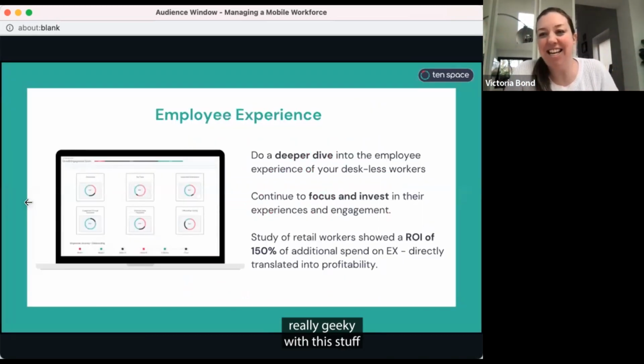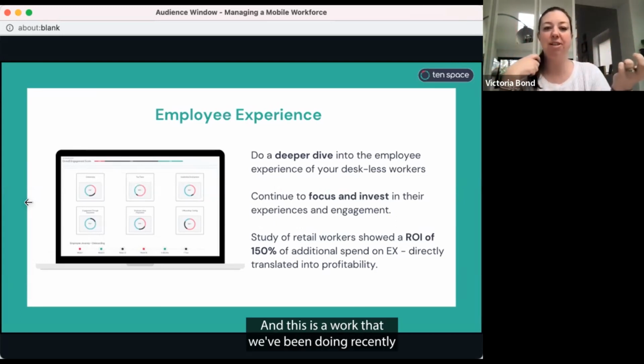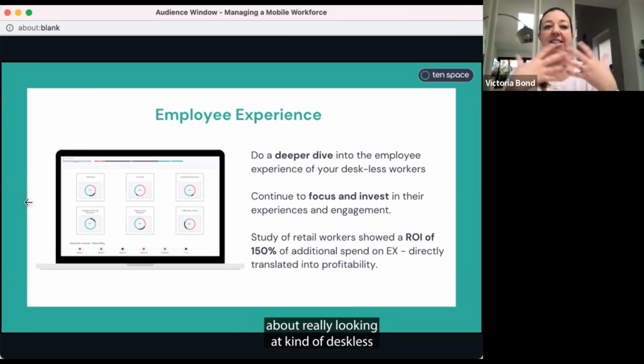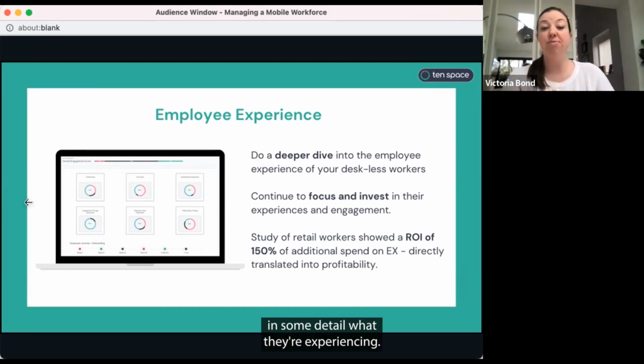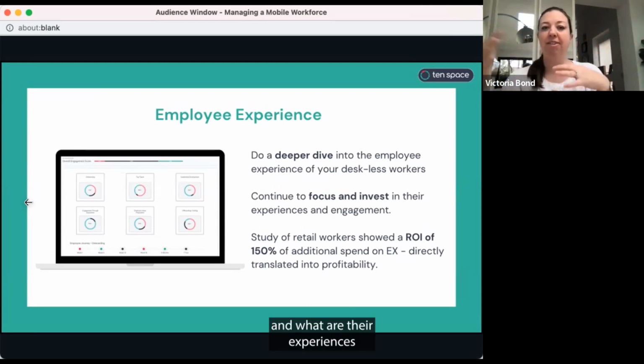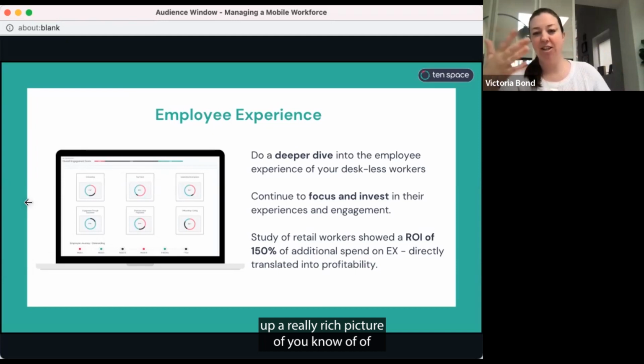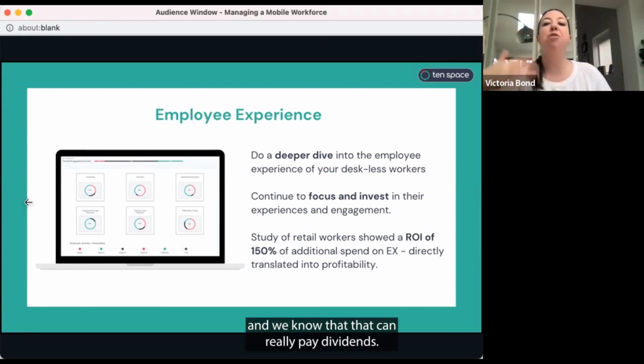And then if you want to get really geeky with this stuff and go a layer deeper, then you can start to have a look at their employee experience and really put yourself in their mindset. This is some work that we've been doing recently, looking at deskless workers in the main as a population, and really exploring in some detail what their experience is. So, what happens when they clock on in the morning? Who do they see? What's it feel like? What does that tech feel like? What are their experiences as they go through their day? What are their experiences as they go through their week? And we can build up a really rich picture, alongside engagement data, so that we can really understand what it feels like to be a deskless worker. And we know that that can really pay dividends.